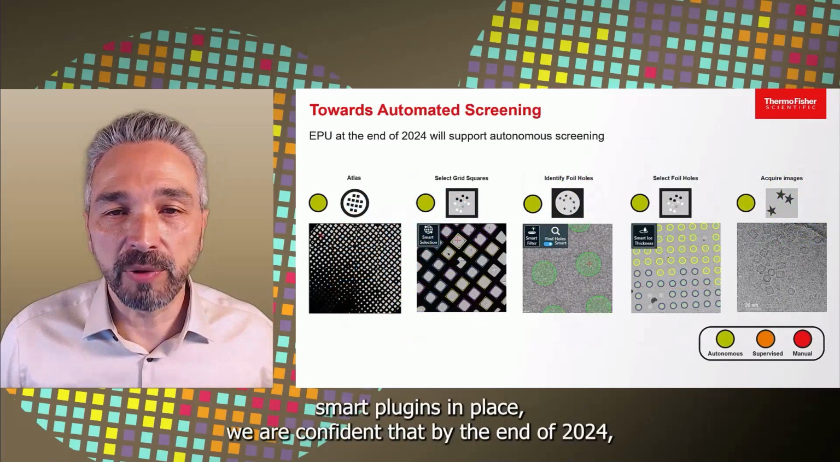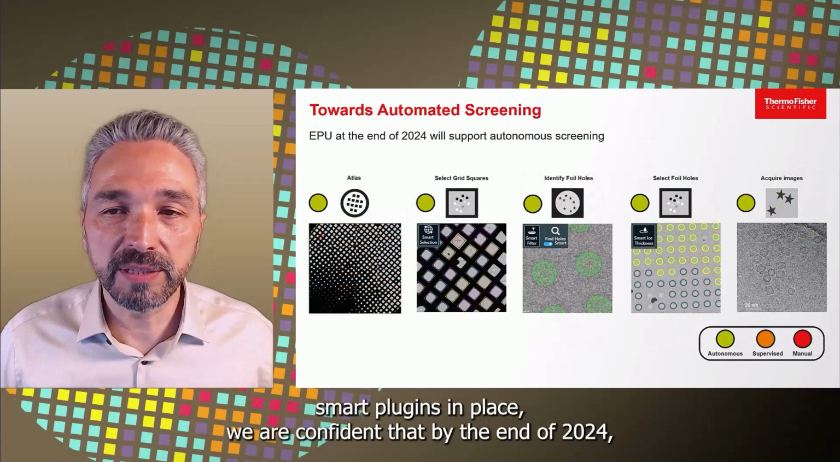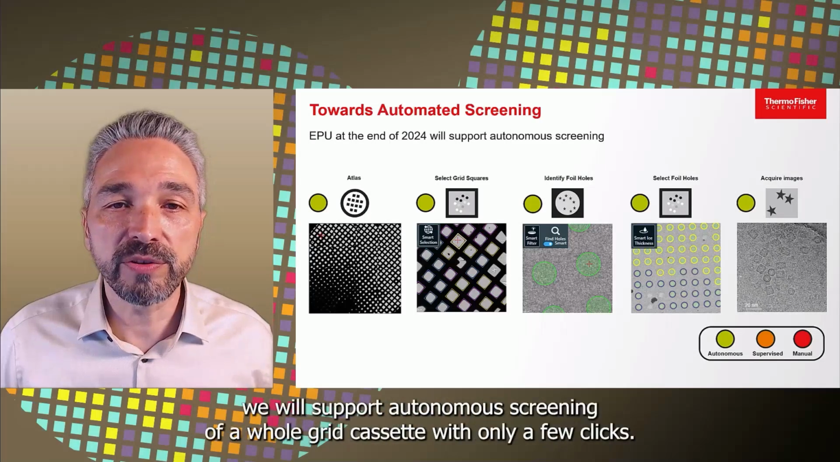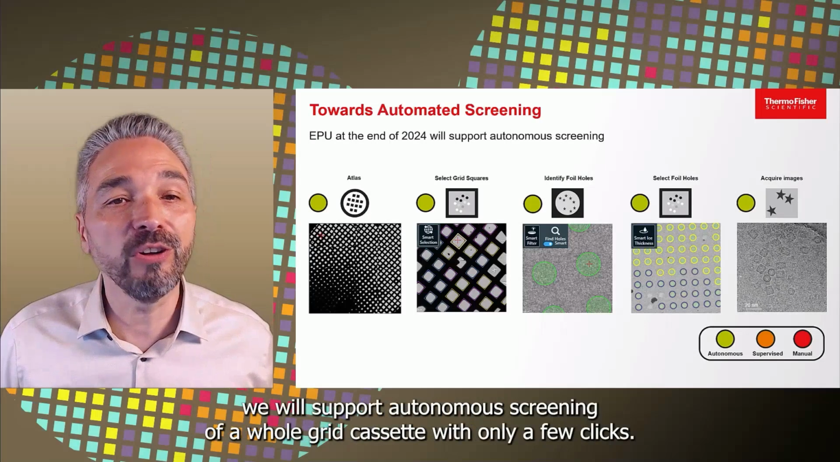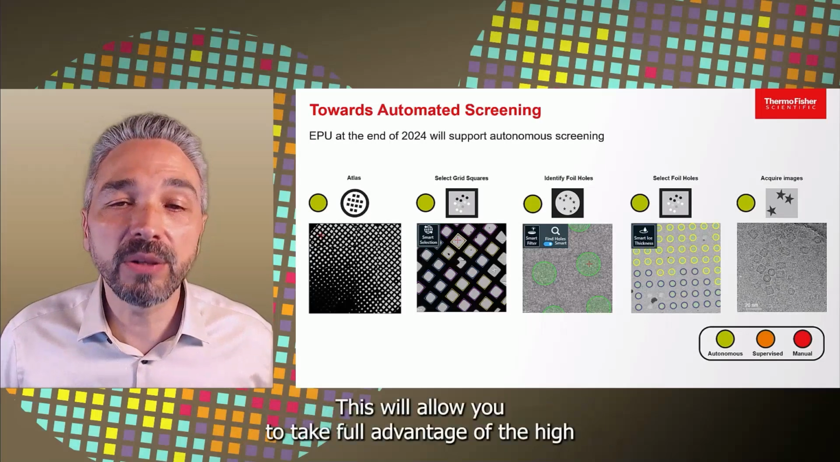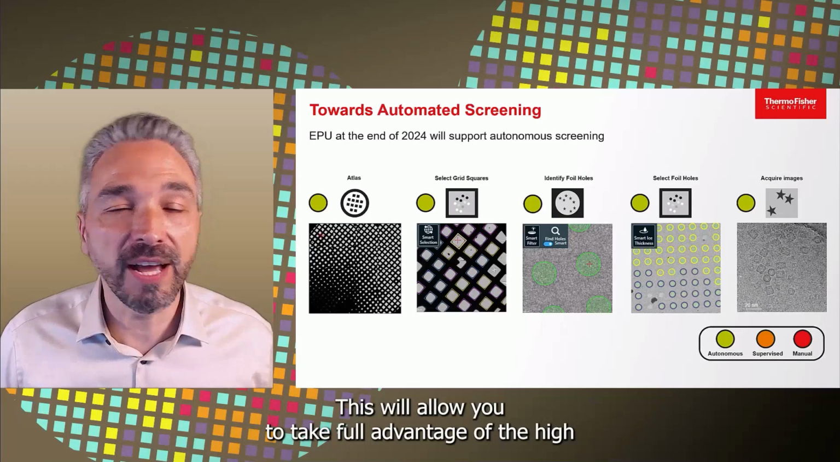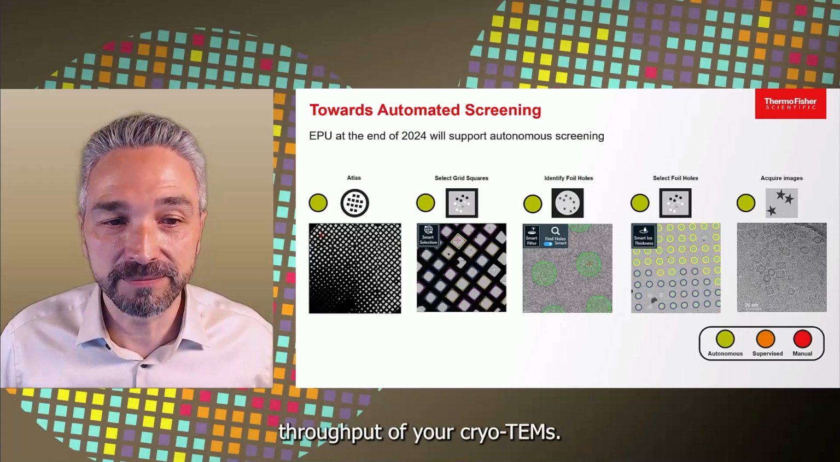With all these smart plugins in place, we are confident that by the end of 2024, we will support autonomous screening of a whole grid cassette with only a few clicks. This will allow you to take full advantage of the high throughput of your Cryo-TEMs.